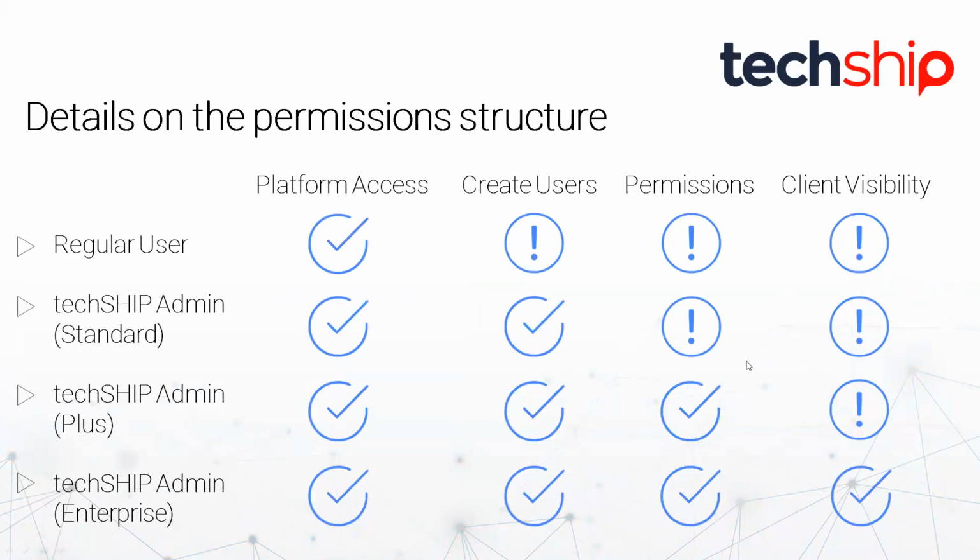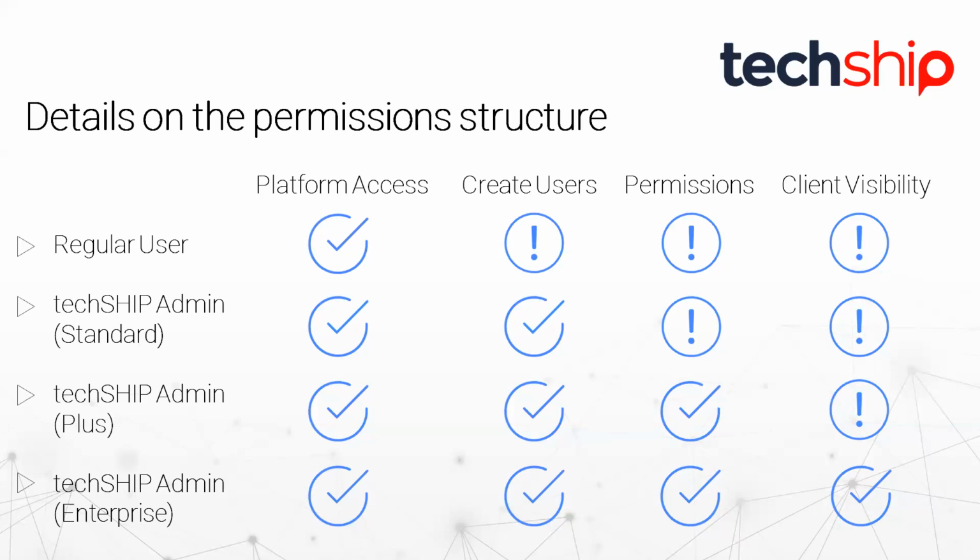We have this cross table here, which makes it really transparent what you can do, who can do it, and where. On the left we have the type of users: regular user, TechShip admin for TechShip Standard, TechShip admin for TechShip Plus, and TechShip admin for TechShip Enterprise. And as columns, we have platform access, permission to create users, permission to assign or restrict additional permissions, and then client visibility.